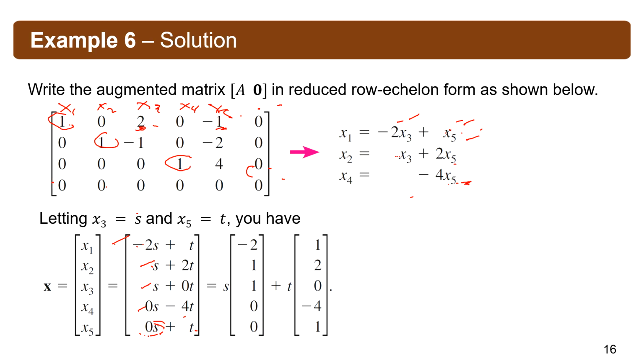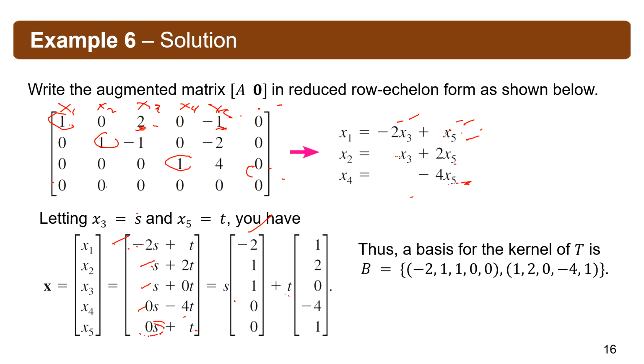There you go. And of course, you factor out. You separate them, diba? The usual thing that we do. And then you factor out t. So you have now two bases here. Okay, the negative 2, 1, 1, 0, 0, that's one.